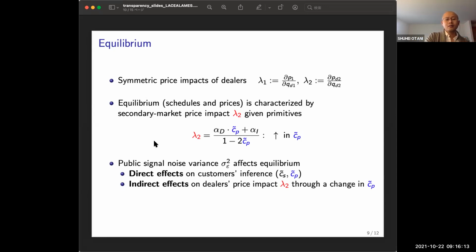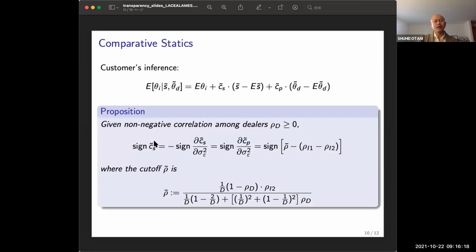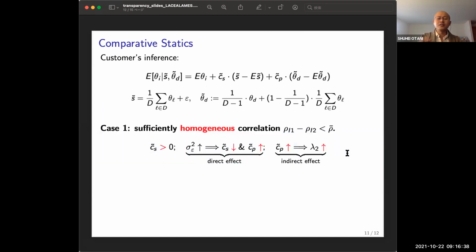Okay. So let me state key comparative statics on the direct inference effect and indirect price impact effect. This proposition says that the degree of heterogeneity in correlation between rho I1 and rho I2 is important. So as long as they are sufficiently homogeneous, their gap is sufficiently small compared to the cutoff correlation level, this term is positive, which is the first case in this slide. Okay. With homogeneous correlation, the customers put positive weight on the public signal.